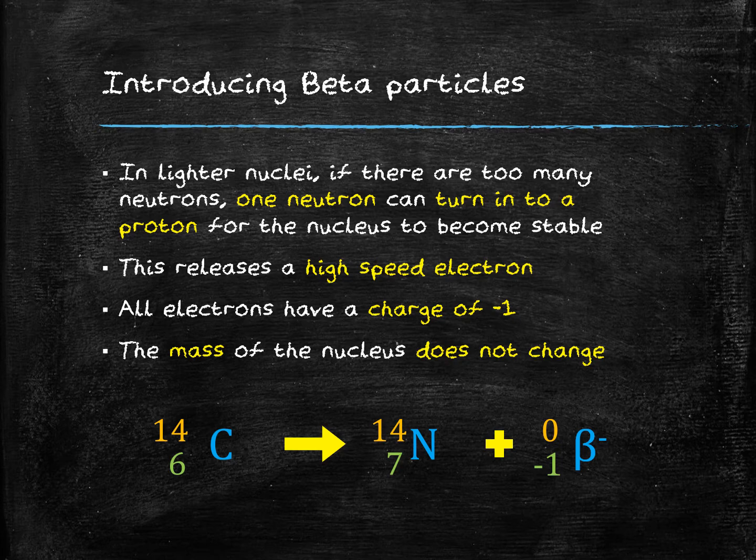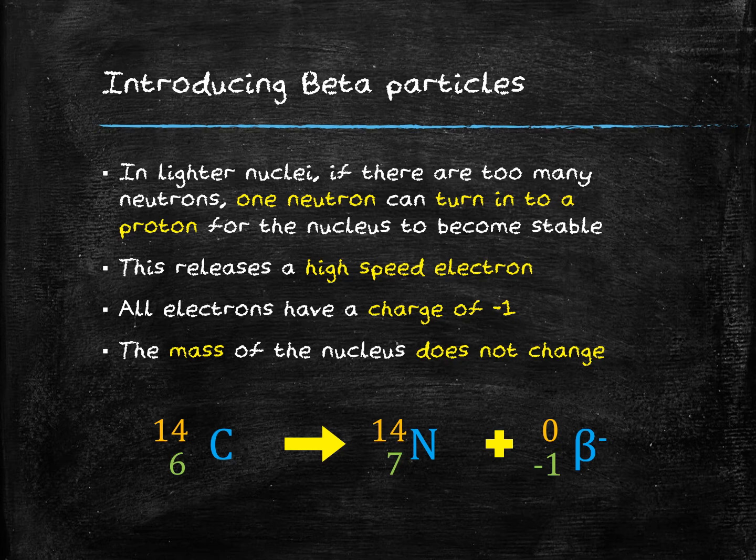The beta particle, that symbol on the far right hand side, is represented with a 0 on the top because the beta particle is considered to have no mass or negligible mass. It's sometimes referred to as being 1/2000th that of a proton or a neutron.